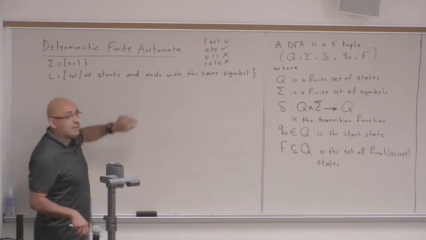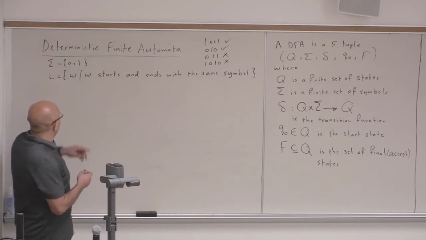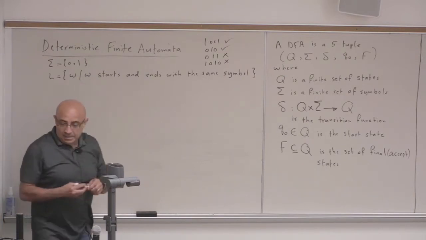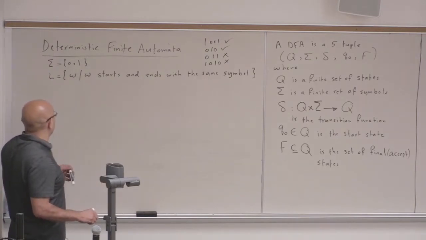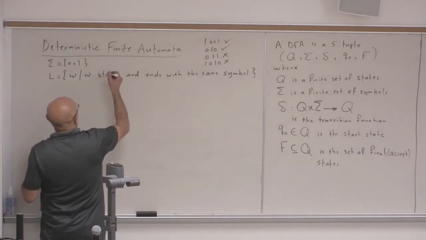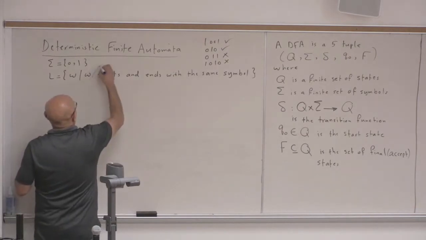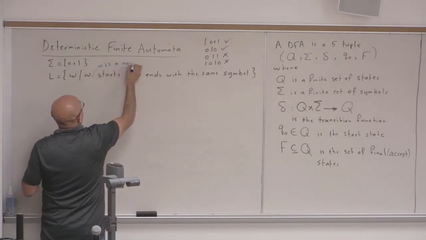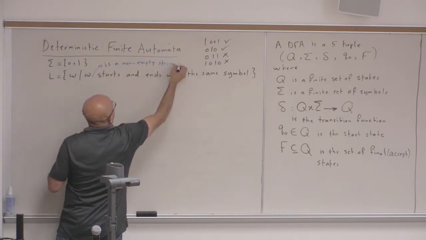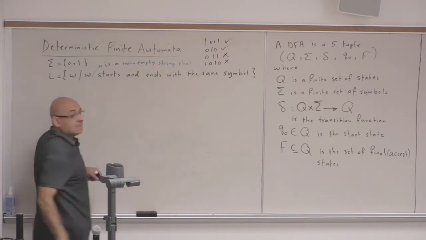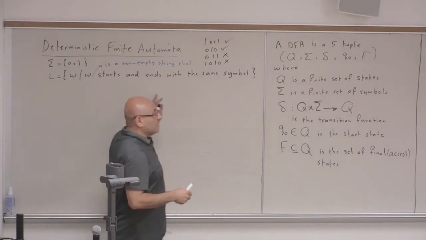To make it 100% precise, you may want to say that W is a string that has at least one symbol, or is not the null string. It's a non-empty string that starts and ends with the same symbol. This makes it 100% precise. Okay, but give me the idea.